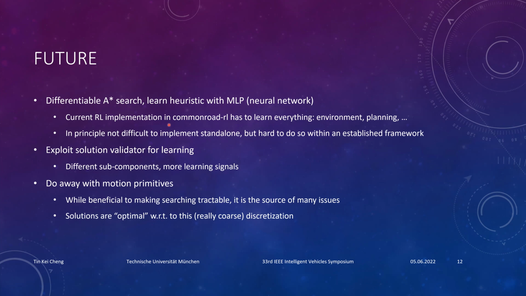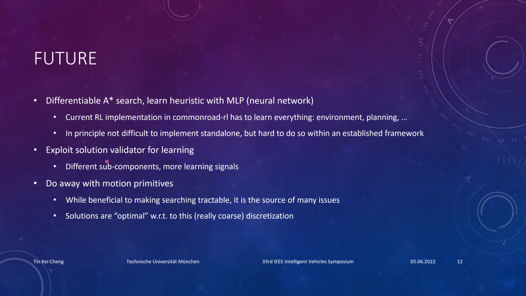Because when I look into the implementation of reinforcement learning, it kind of has to learn a lot of things. So basically, learn to react to the environment. It has to plan the route itself. But if we only turn a part of the search algorithm into a neural network, then it doesn't have to learn so many things. So it might be better that way.